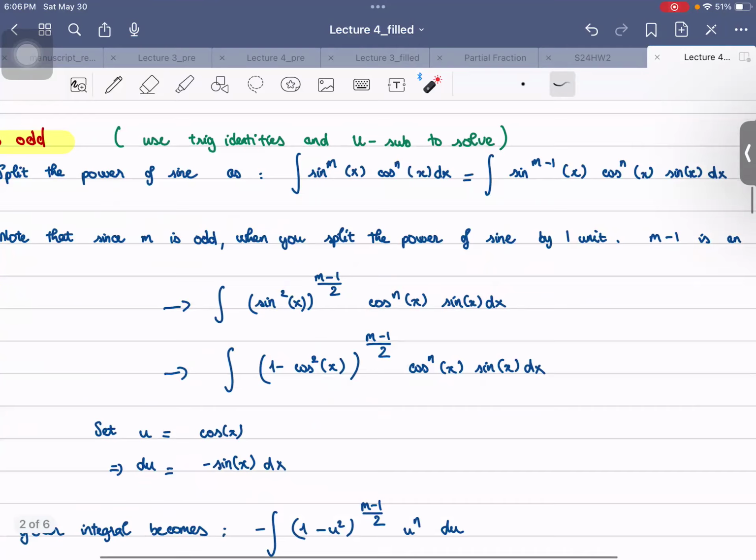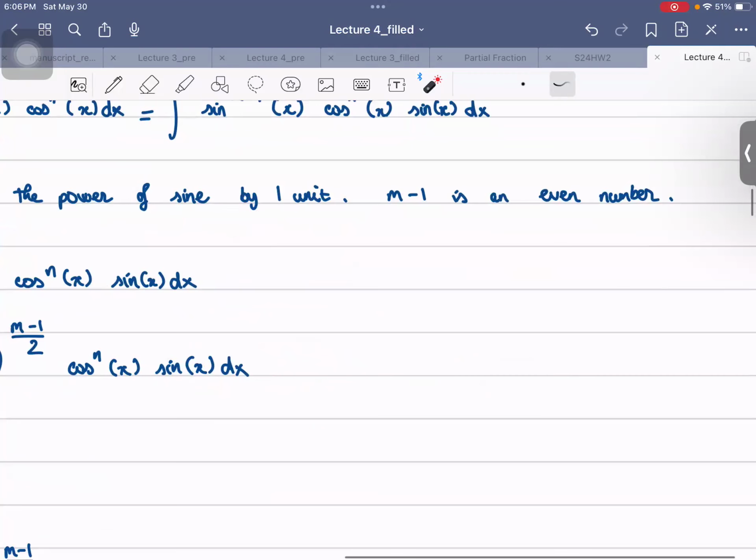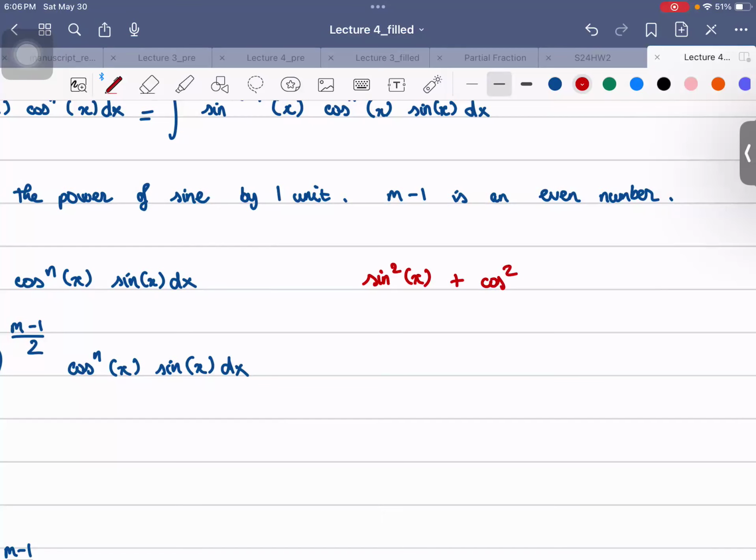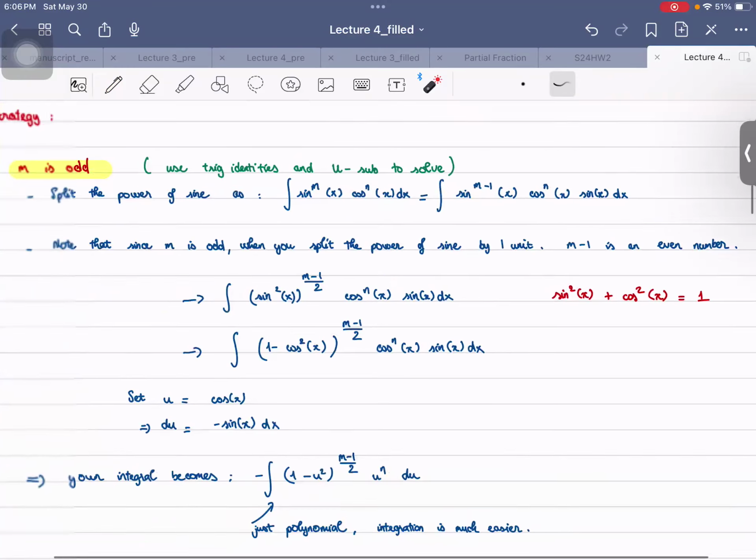And over here, I will translate sine squared into 1 minus cosine squared, because you know that you have this identity: sine squared of x plus cosine squared of x equals 1. This is the famous identity for the trig functions that you should know.